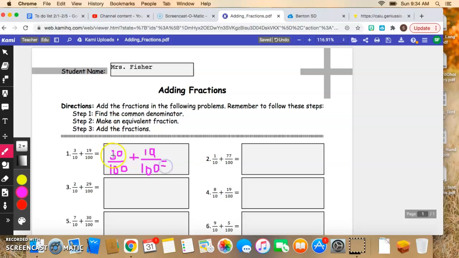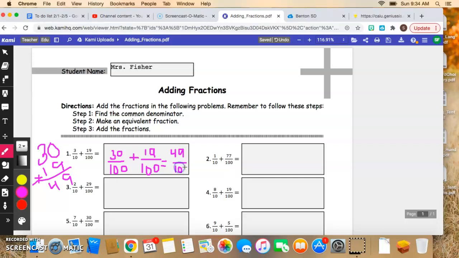On your scrap piece of paper, you could do 30 plus 19. I like to see it this way. It's easier for me to figure out. So we start in our 1s. 0 plus 9 is 9. 3 plus 1 is 4. So your answer is 49 hundredths. And then we're going to move on.